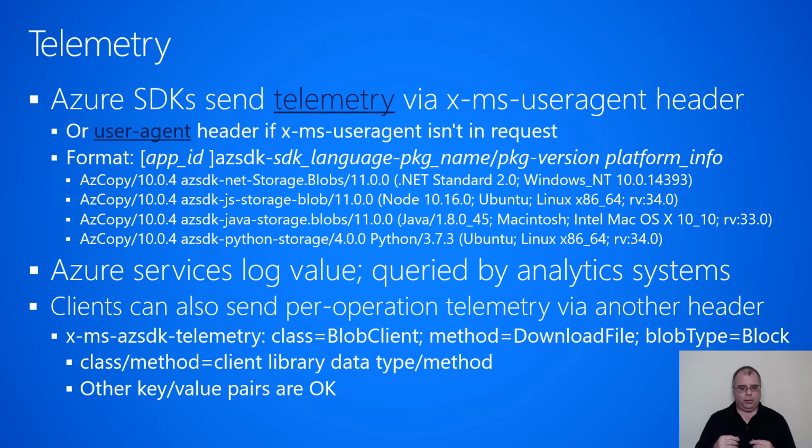But now you can do your analytics and ask, for a particular method, how many times is this method being called in this language versus this language, and with whatever version of a client library? And that method is of what class and what other parameter maybe. So in this case, I'm showing blob type equals block. So this is downloading files into block blobs heavily, right? So if you see a lot of this, it really gives you a lot of insight into how clients are using your service.